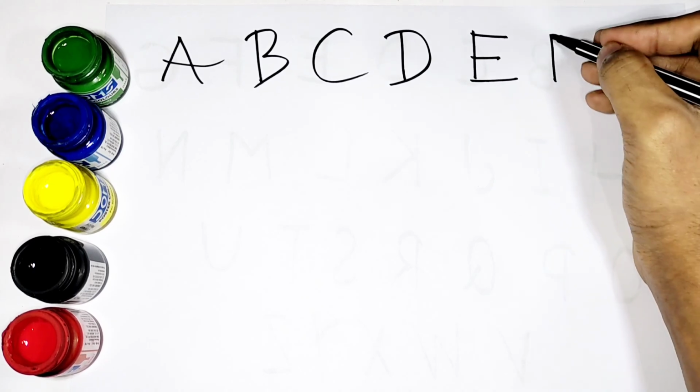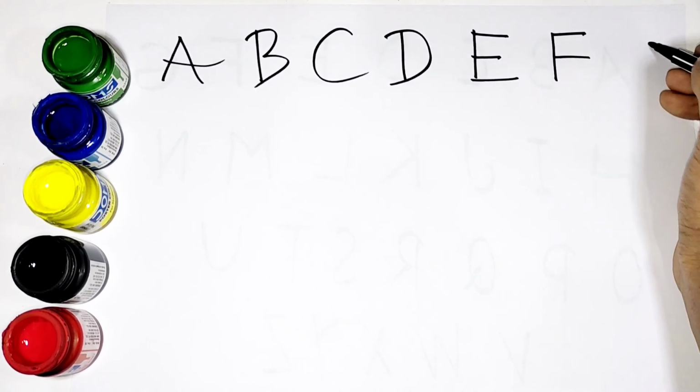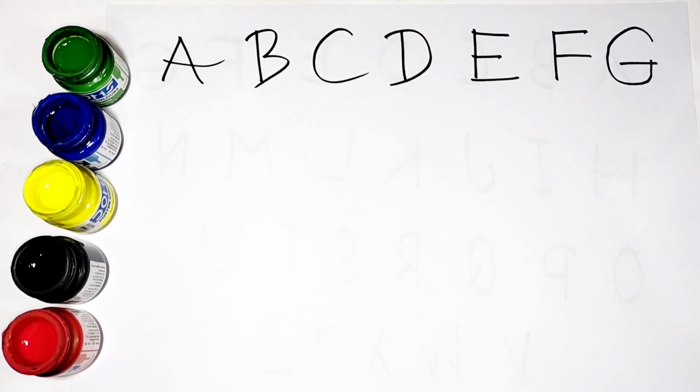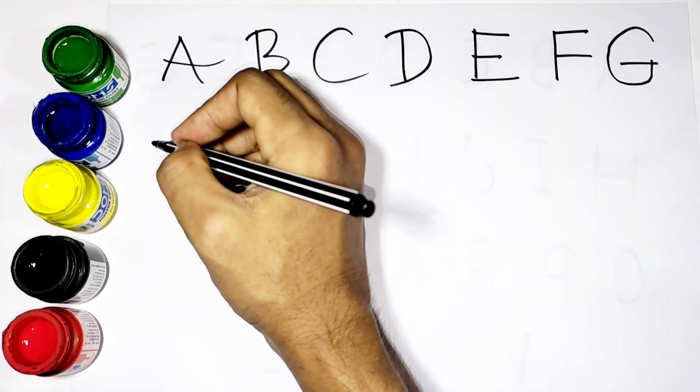Now we draw F. F for fish, F for fan. Kids, the next one is G. G for God, and the next one is H.